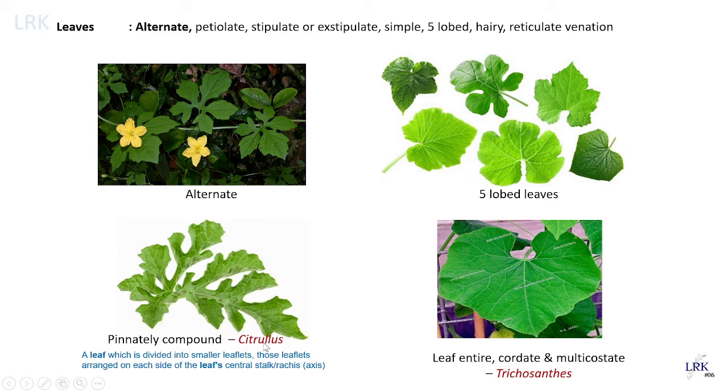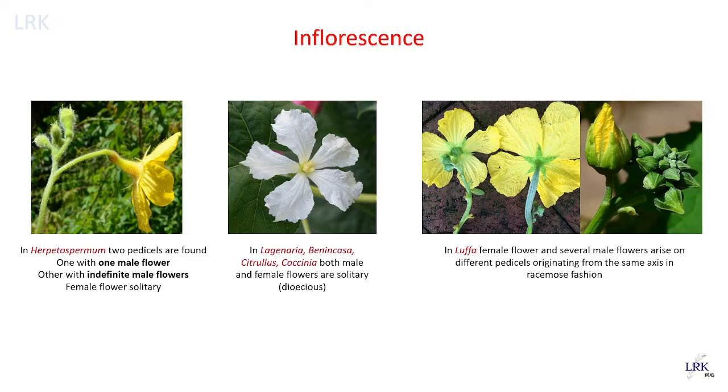So except in citrullus, all other members have simple leaves. But here we see pinnately compound leaf, and the leaf is cordate and entire. You cannot see the lobes here. See, in Trichosanthus, no lobes are seen. It is an entire leaf and its shape is cordate and it is multicostate. What is multicostate? You can see more than one prominent midribs. Okay, so if such condition is there, we call it multicostate. So in Trichosanthus, the leaf is entire, cordate and multicostate.